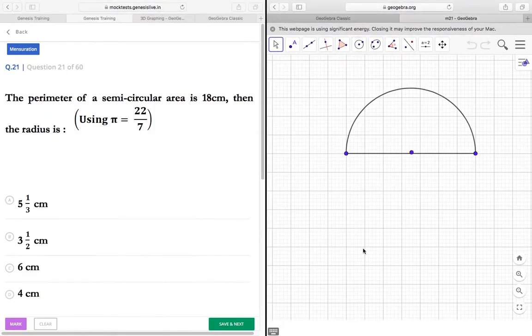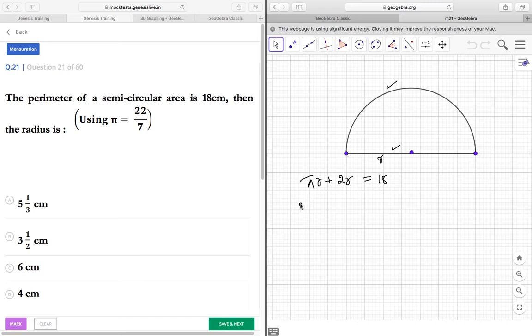Great. Next question. The perimeter of a semicircular area is 18 centimeter. So what is the perimeter of a semicircular area? It is this as well as this, right? So if this is R, then the perimeter will be nothing but pi R plus 2 times R. This is equal to 18 centimeter is what they are saying.